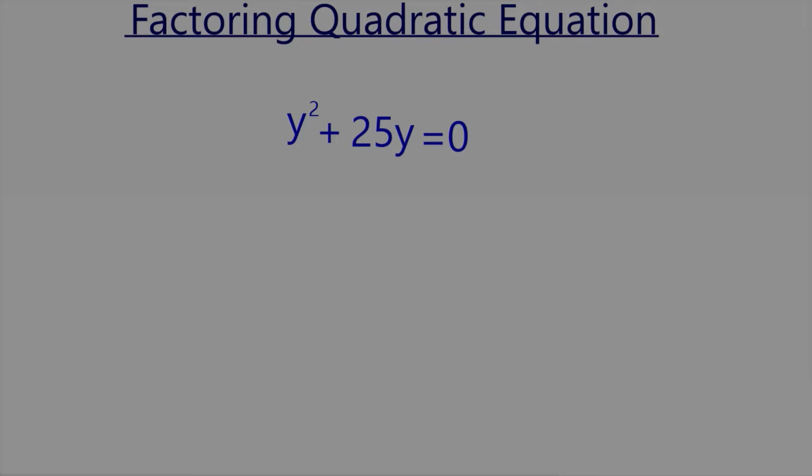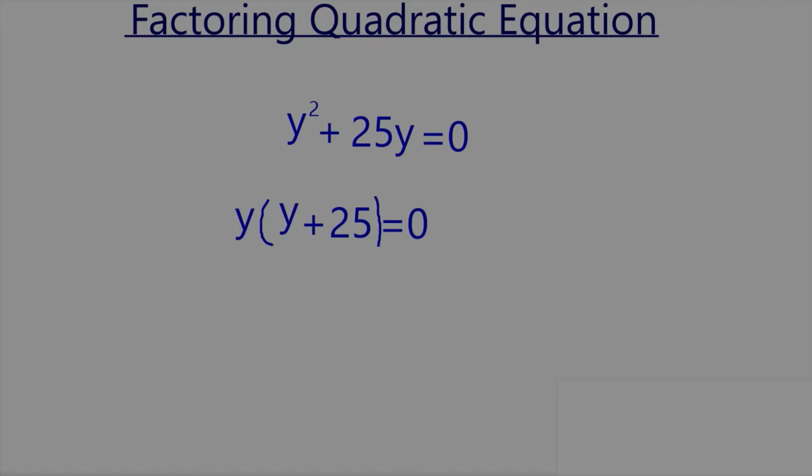Let's factor this equation. To have a better understanding, I'm going to write this equation with just y plus 25 equals 0. We can place this equation in a bracket. To get back a y squared and 25y term, we place y here outside the bracket.